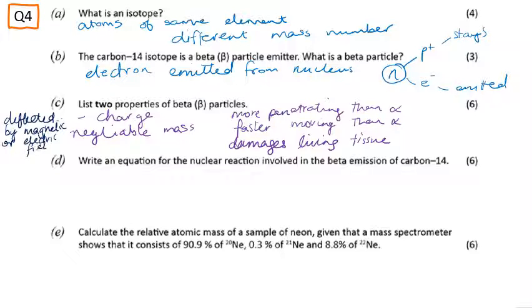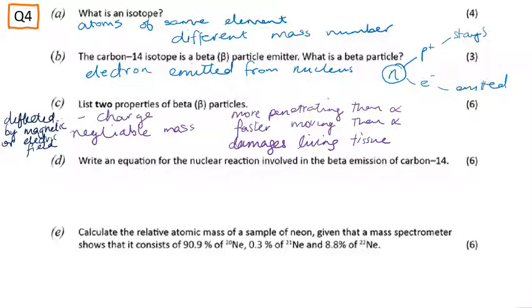So again here, this didn't really require you to have any knowledge of radioactivity actually, because a beta particle is just an electron. So if you had some information about an electron, that would get you full marks here. So any 2 of these for 6 marks.